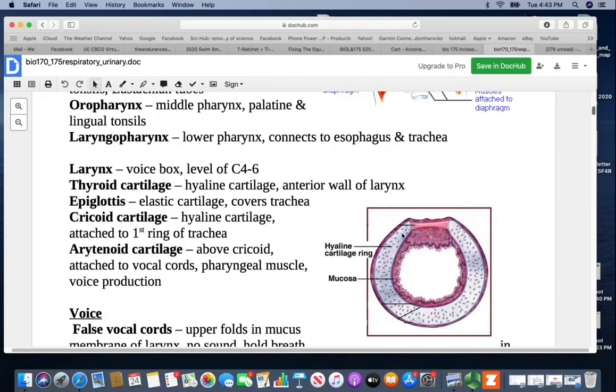This picture here is showing one of the rings of the trachea. You can see that it's got hyaline cartilage that holds it open, and then it's going to have ciliated cells lining the mucosa. You can actually feel this on your own throat, and if you gently just run your fingers down the sides of your throat, you can feel where those cartilage rings are.